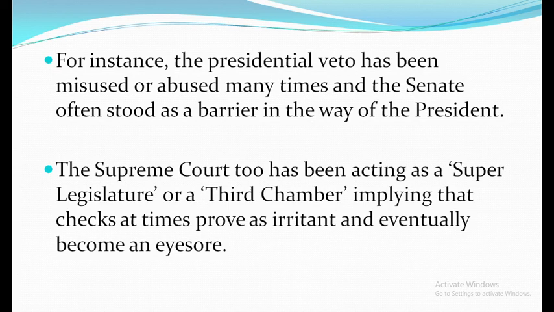The Supreme Court too has been acting as a super legislature or a third chamber, implying that checks at times prove as irritant and eventually become an eyesore. The power of judicial review, or the Supreme Court being the sole interpreter of law, or the Supreme Court being the guardian of the Constitution, sometimes overacts to become a sort of third legislature or super legislature or third chamber of the legislature. These are sometimes not healthy for the smooth function of the United States administration.